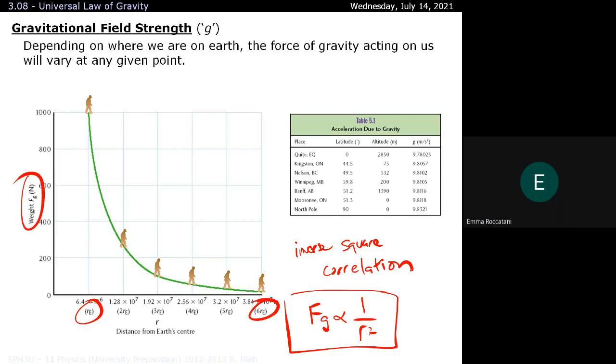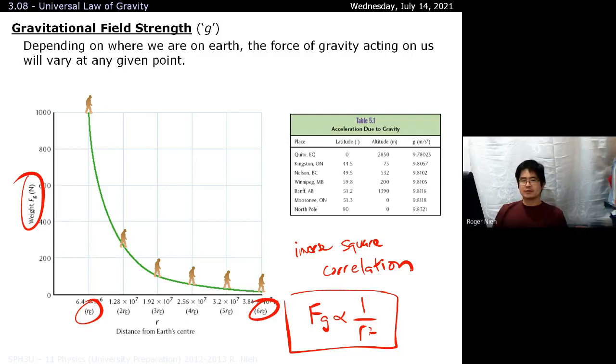Student: So people would become lighter as they get closer? Teacher: The other way around. That's why it's inverse. The further away you are from the Earth, the less you weigh. At some point, you'll become weightless.